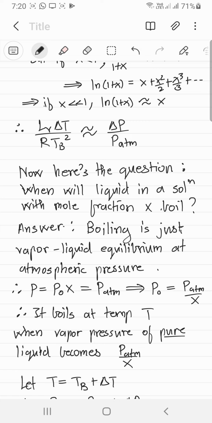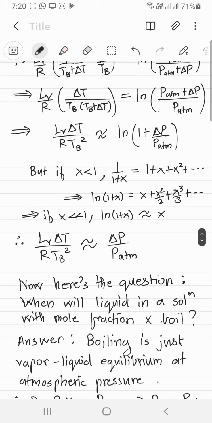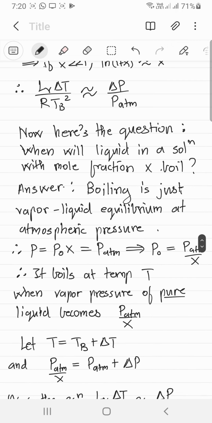That's not what elevation in boiling point is, because at this point we are not talking about boiling point when we say P plus delta P, I mean P atmosphere plus delta P, and of course TB plus delta T. That condition is not for boiling. So now here's the condition.